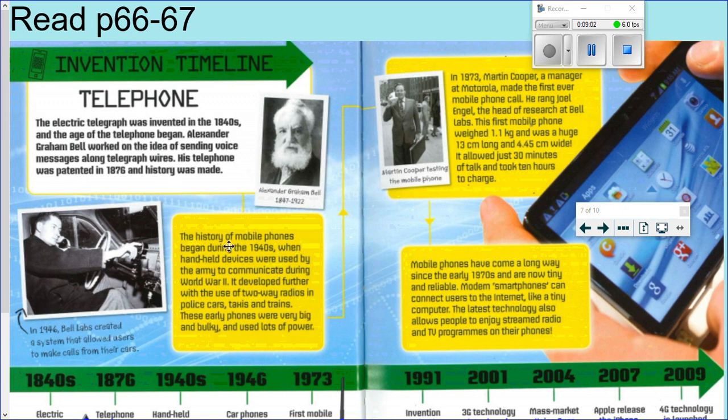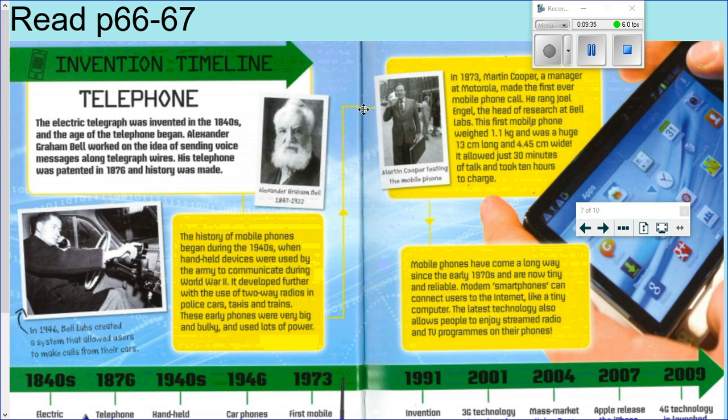The history of mobile phones began during the 1940s when handheld devices were used by the army to communicate during World War II. It developed further with the use of two-way radios in police cars, taxis and trains. These early phones were very big and bulky and used lots of power. So here you can see in this image that in 1946, Bell Labs created a system that allowed users to make calls from their cars. And this is in relationship to the two-way radios in the police cars and taxis and so on.